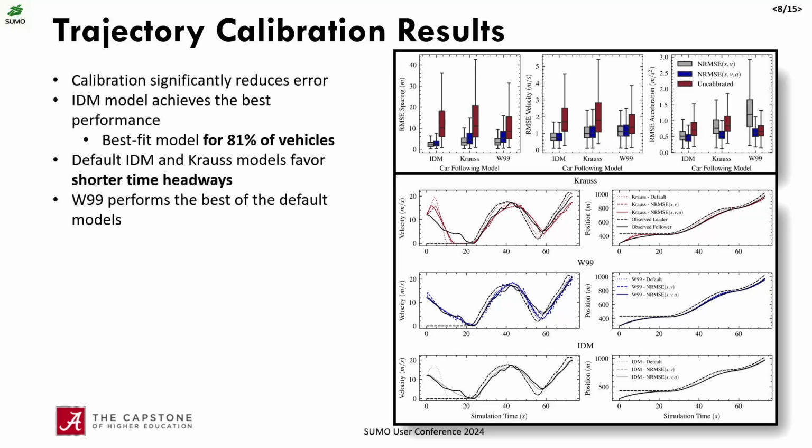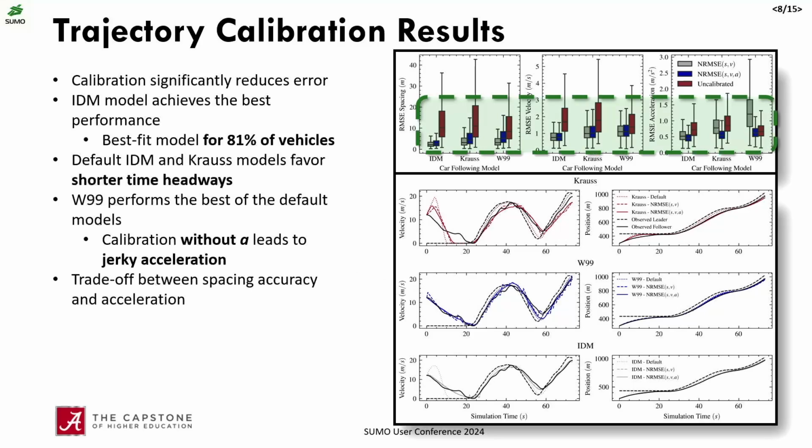Of the default models, we find that W99 performs the best across all the metrics. However, a really interesting behavior did occur when we calibrated W99 without the acceleration term. It developed this extremely jerky velocity profile. And it's also apparent here in the acceleration error when calibrating without the acceleration term. However, when you do add the acceleration term back in, it brings that error down significantly. We also observed that there is a trade-off between spacing accuracy and acceleration. So when you include the acceleration term, the spacing accuracy decreases.